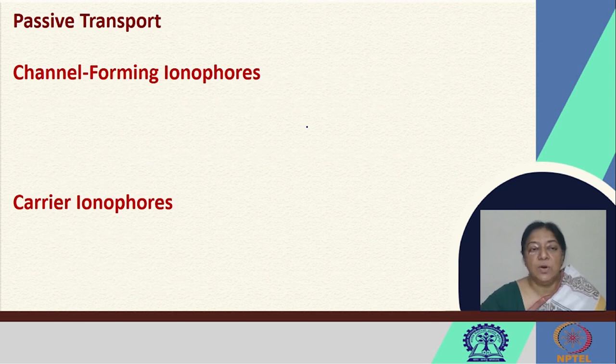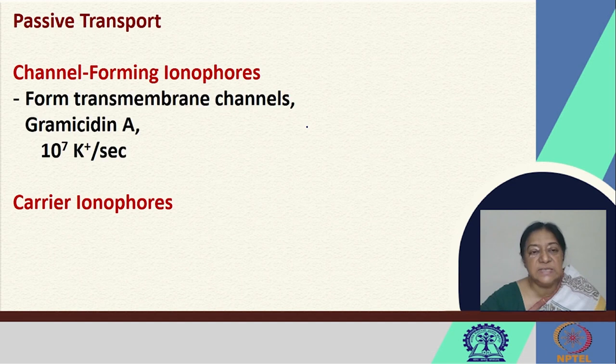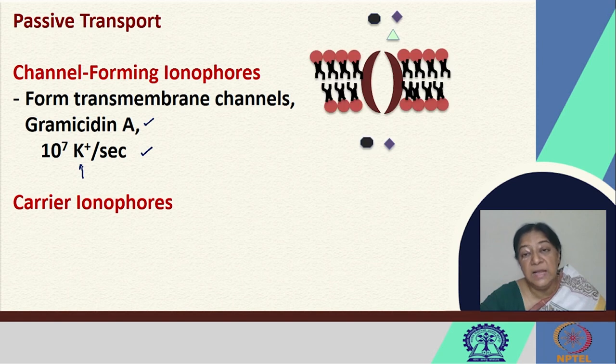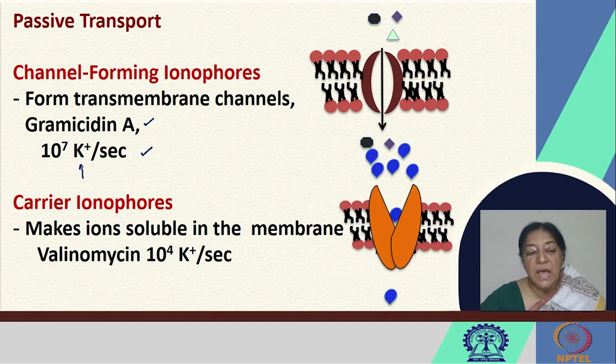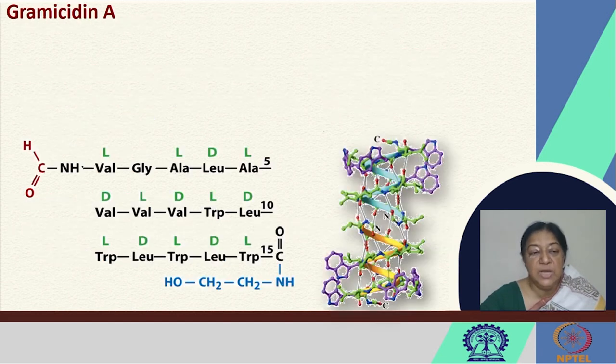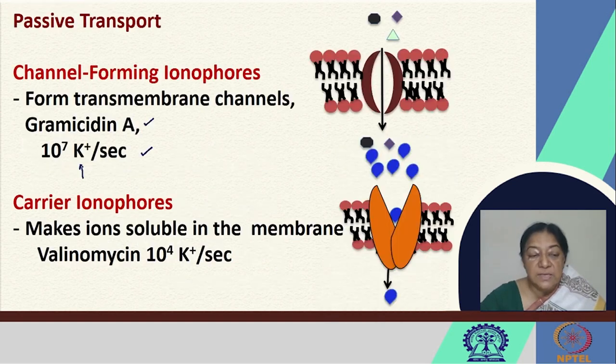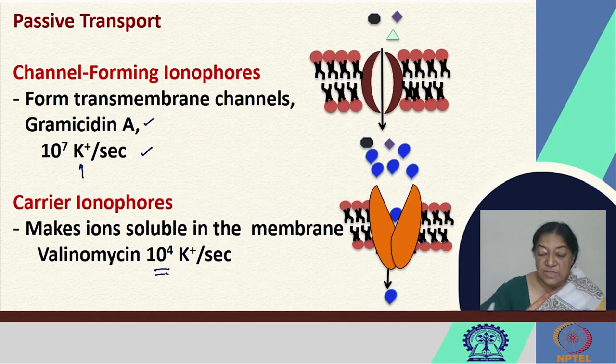The passive transport can occur through channel-forming ionophores. In this case, there are transmembrane channels formed, and if we look at a specific example of gramicidin A, this transfers around 10 to the 7 K plus ions per second, and this is the way it does the transfer, where there is a channel-forming ionophore. So the transfer occurs in this way. When we look at a carrier ionophore, it makes ions soluble in the membrane, for example, valinomycin, and it allows the transfer in this fashion. And in the case of valinomycin, this is the transfer rate.